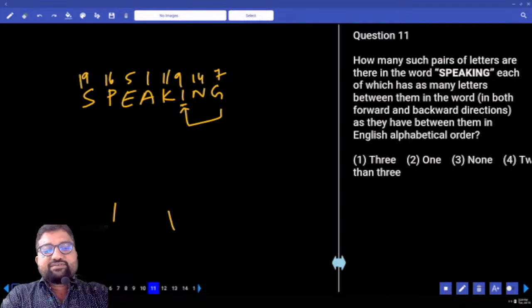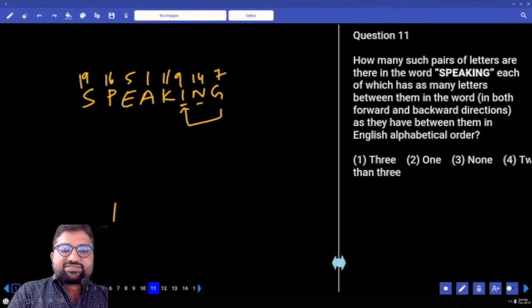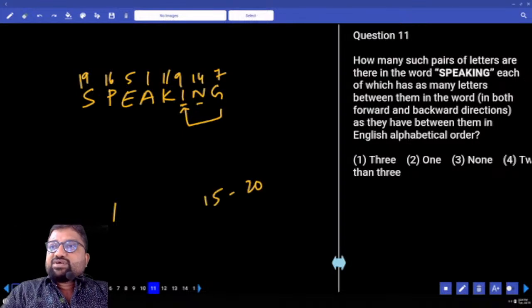What should be on the right side? 15. How many letters are on the left side of 14? 6 letters. 14 plus 6 is 20. And I should have numbers from 15 to 20. Do you have any 15 to 20? Yes.